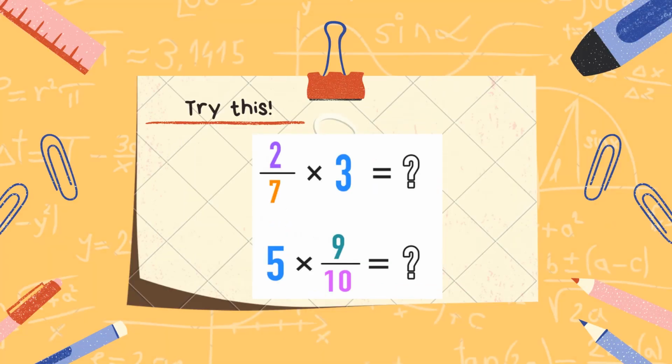So, try this. 2 over 7 times 3 and 5 times 9 over 10. Ito yung fraction multiplied by mixed number. Basta una, gawin nyo, laging may denominator na 1 yung whole number para hindi kayo maguluhan.